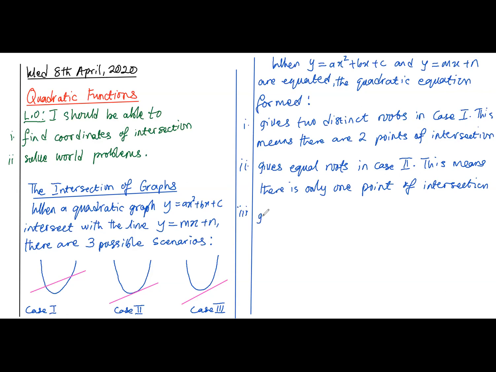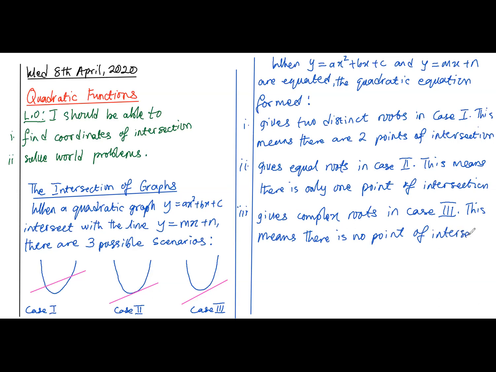And in the third case, it gives complex roots. In case three. This means there is no point of intersection. So that's what this means.